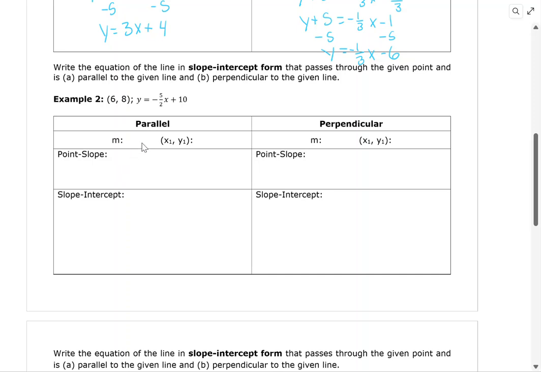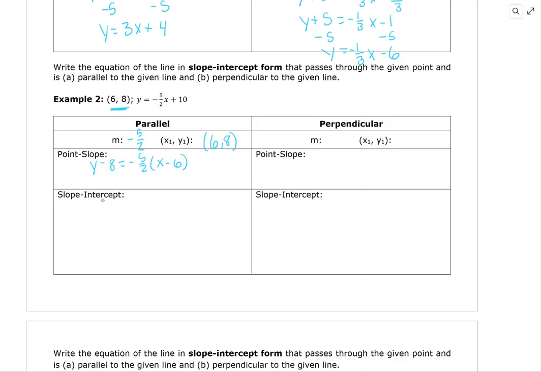And we want to figure out what it would be if it was parallel. Looking at our slope, if it's a parallel line, it should be the same slope. So we're going to leave that as -5/2. And our ordered pair was 6, 8, which they told us right here. And we're going to plug that into point-slope. So y minus 8 equals -5/2 times x minus 6.